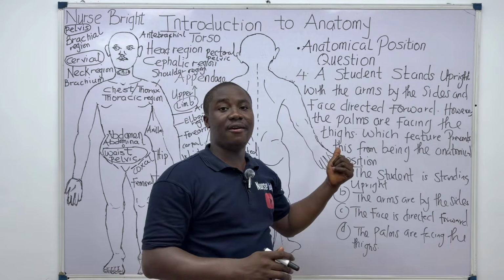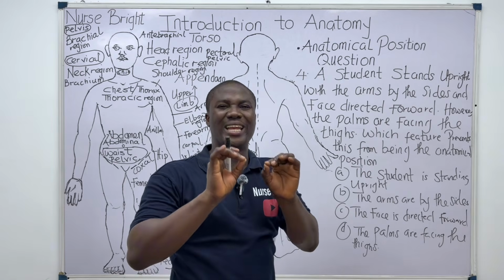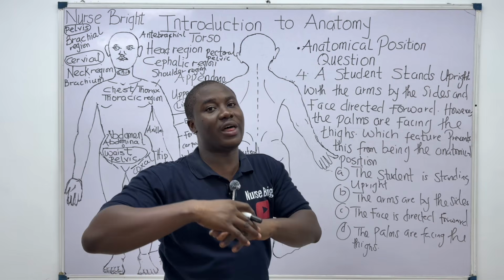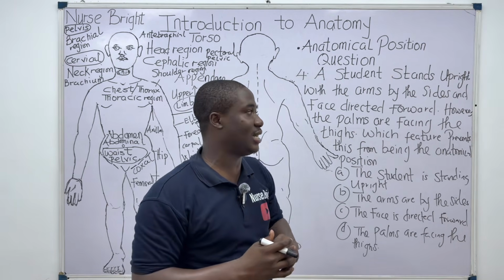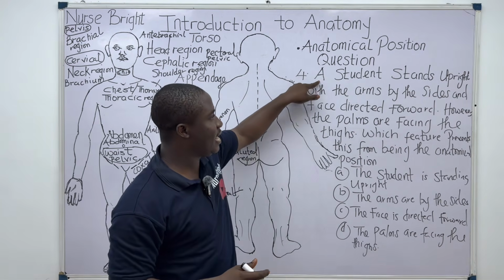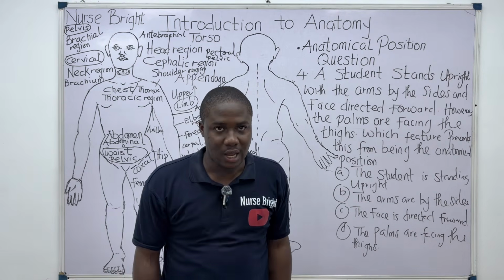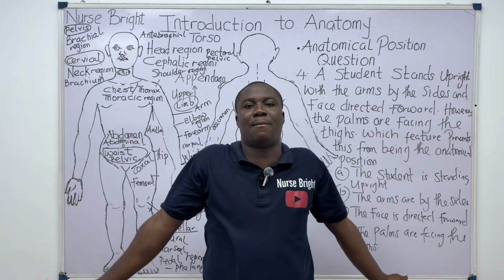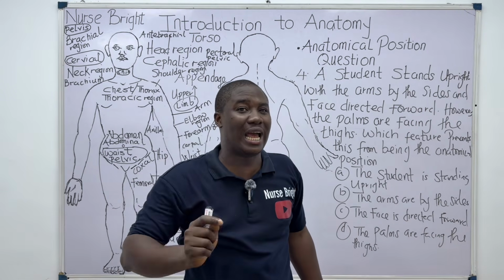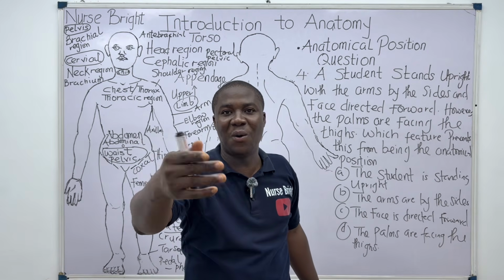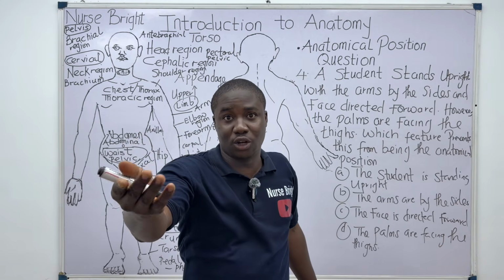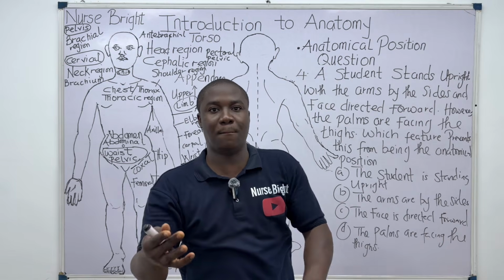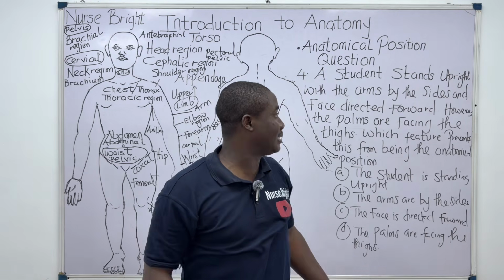Okay guys, here is another practice question on anatomical position. After this question, we then move further to other aspects in the course of this class lesson. And the question says, a student stands upright with the arms by the side. Remember, arm is also called what now? The brachium, or the brachial region. Brachium is the Latin word for arm. We said that when we started this class lesson.